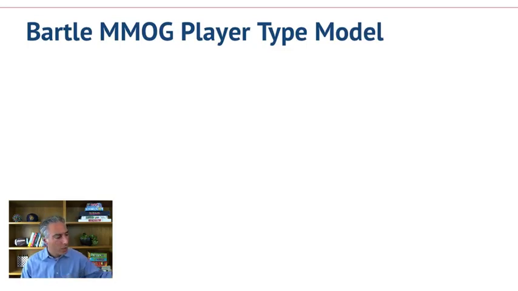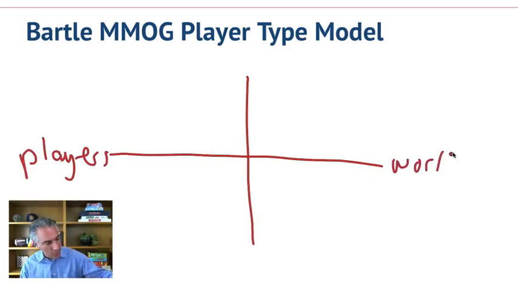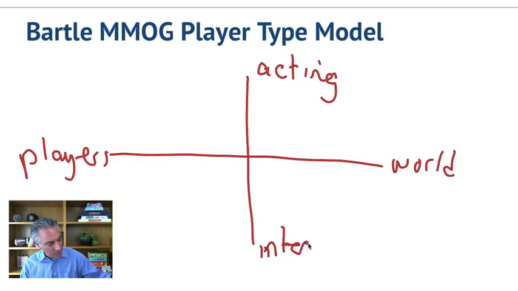So Bartle talked about 4 categories, a 2x2 matrix of player types. On this axis, on the one side are players, and on the other side is the world. On this axis at the top is acting on those things, and at the bottom is interacting with those things. So players who want to act upon the world, he called achievers.